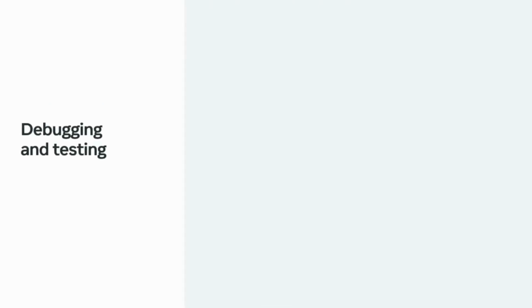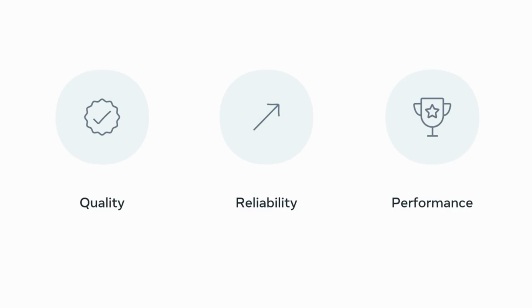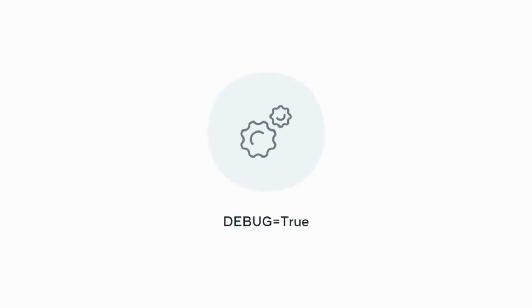Finally, you learned about debugging and testing. You learned that debugging is about removing an application's errors and bugs, and testing considers metrics for quality, reliability, and performance. And you now know that Django has a distinct debugger that appears in the form of a yellow page error. Recall the debug equals true flag.